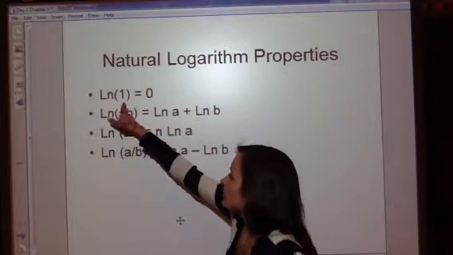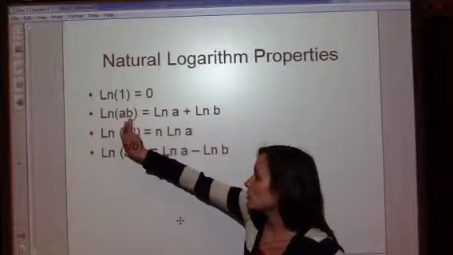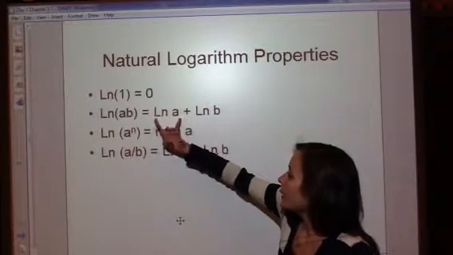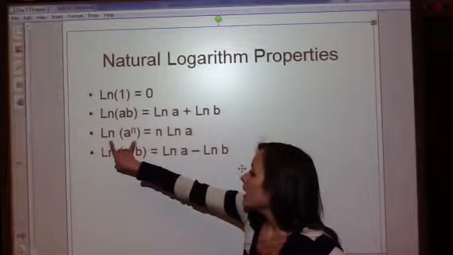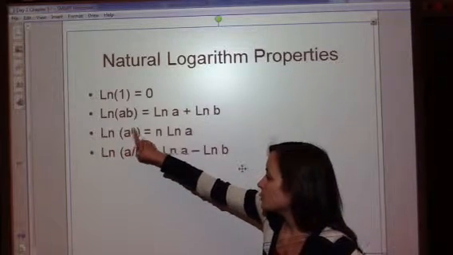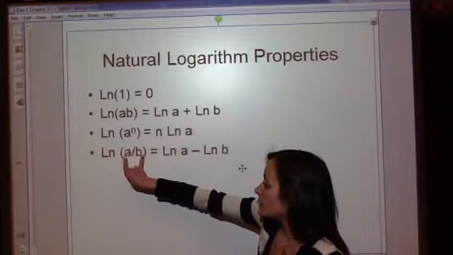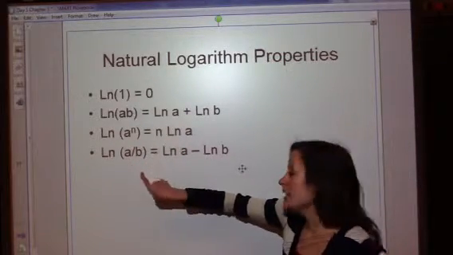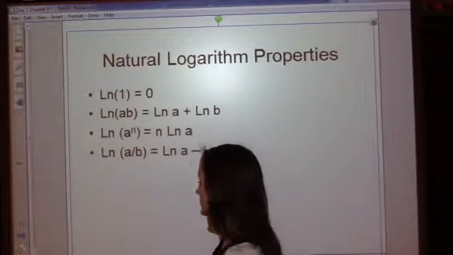Those properties are that the natural logarithm of 1 will equal 0. The natural logarithm of two numbers multiplied together, you can write as two separate logarithms, so you can split it apart. If you have a natural logarithm of something to an exponent, you can move that exponent out in front. If you have a natural logarithm of two things being divided, you can separate them and put a subtraction sign in between them.